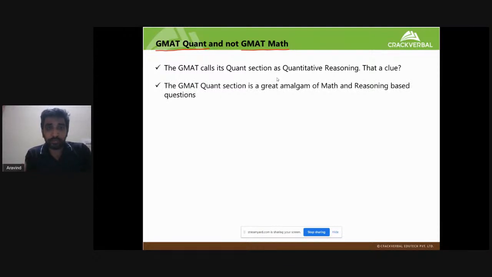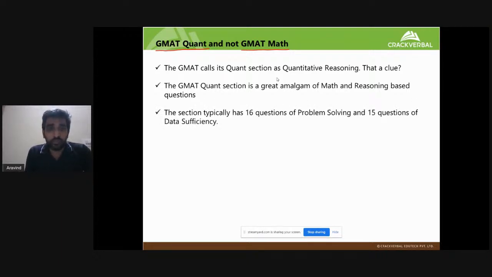So that's what I meant. The GMAT quant section is a great amalgam of math and reasoning based questions. So if you go in to the test center thinking, okay, I've aced math, I know everything in math, you might be in for a surprise. The section typically has about 16 questions of problem solving and 15 questions of data sufficiency. I'm sure a lot of you know this. Sometimes it could also be 17 and 14. That could also be possible.